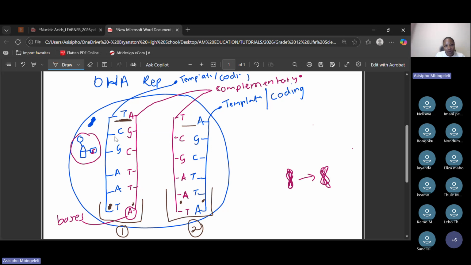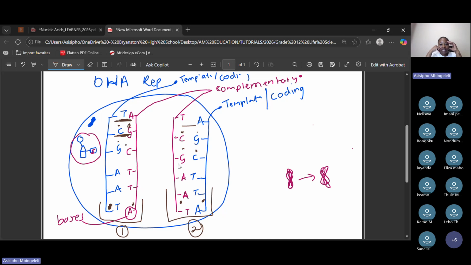Let's look at this one. Strand on the left is C, strand on the right, G. Okay, let's look at the next one. GC. And this one, GC. Have we achieved our goal? Yes. How many DNA molecules do we now have?